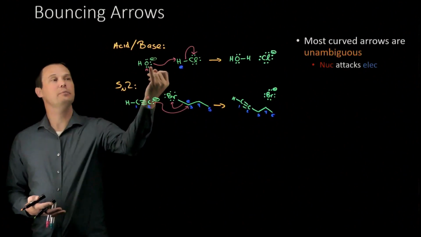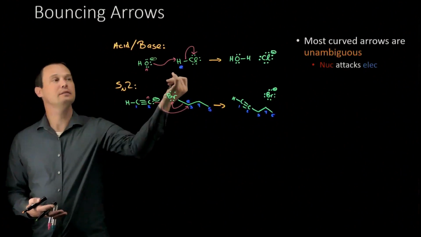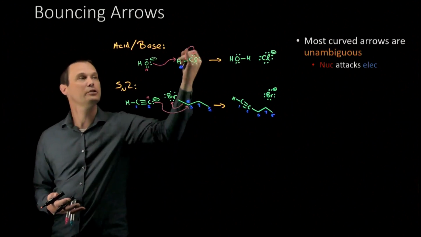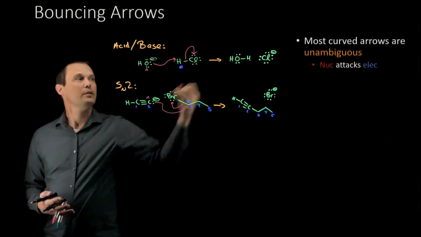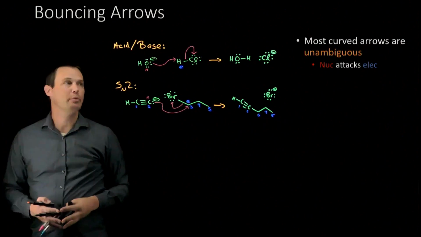For an acid-base reaction, a lone pair of electrons on the base attacks the acidic hydrogen, forming a new bond between the base and the hydrogen. The bond between hydrogen and chlorine breaks. Those electrons go on to chlorine as a new lone pair. Unambiguous.